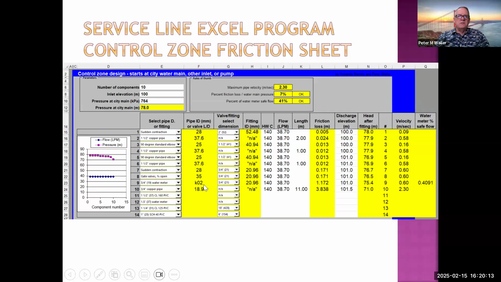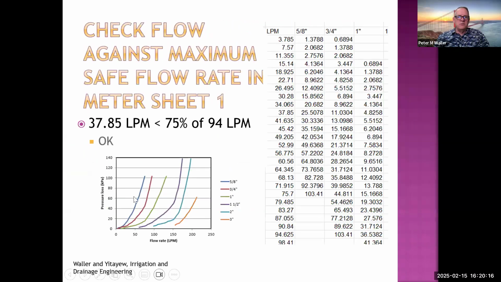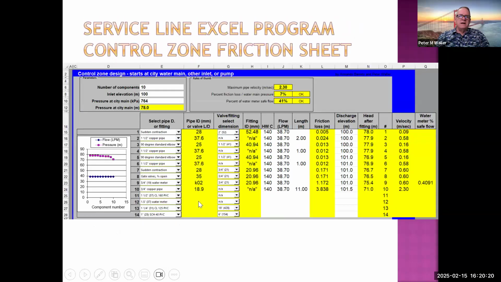And if you remember, the water meter uses these tables. And I have some codes to determine which column I'm in and so on. So it'll find the pressure loss in the water meter. And then here's the last 3/4 inch copper pipe. I think that was 11 meters long. So you can add up all the friction losses and come up with the 71 meters pressure at the end of the pipeline.